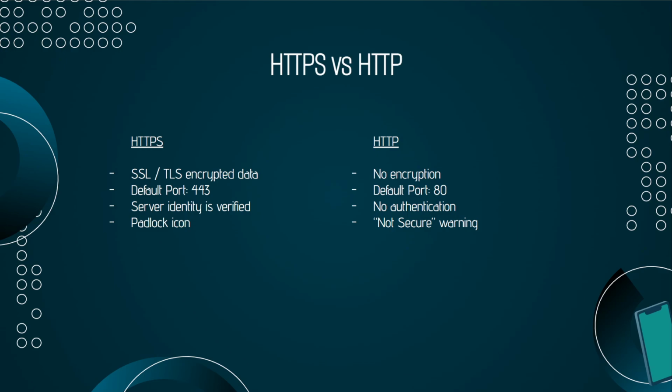Another key difference that we have is that HTTPS operates on port 443, while HTTP operates on port 80. Modern web browsers also display a padlock icon for HTTPS sites, saying that the server identity is verified, and that the connection is secure. On the other hand, HTTP does not verify the server's identity, which means users can unknowingly connect to malicious websites.